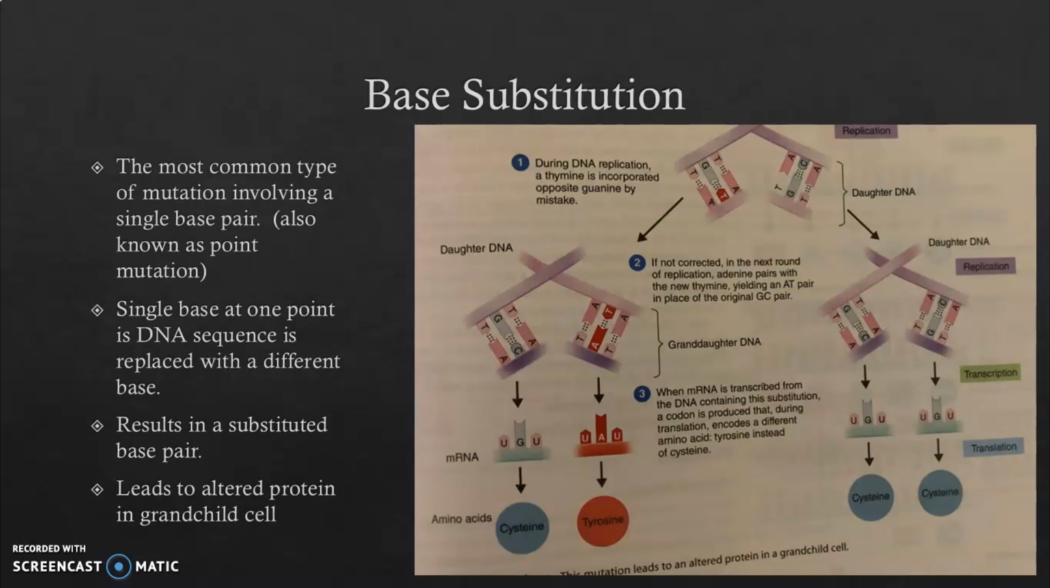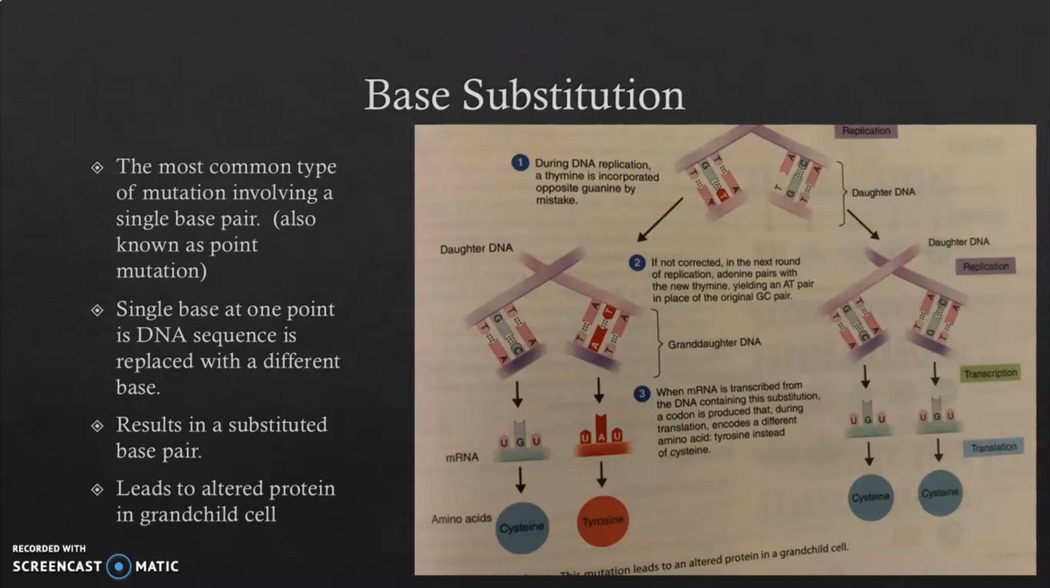Now there are also base substitution mutations. These are the most common type of mutation, involving a single base pair. It's also known as a point mutation, so you'll see it written both ways. A single base at one point in the DNA sequence is replaced with a different base, meaning that instead of, say, a G that it was supposed to be, it turns into an A, and it creates a new protein.